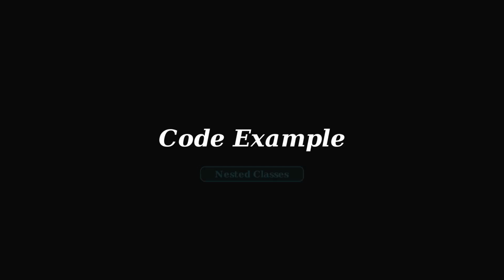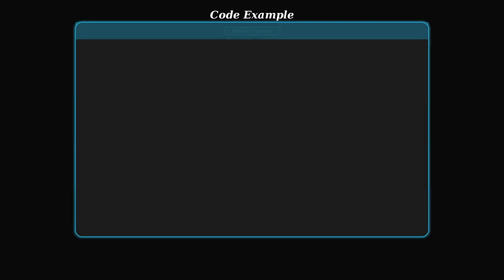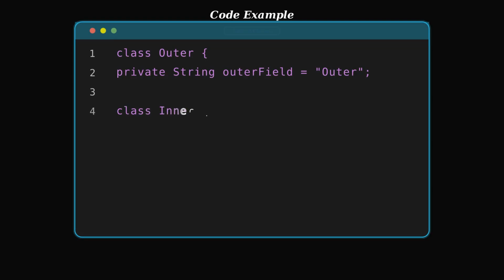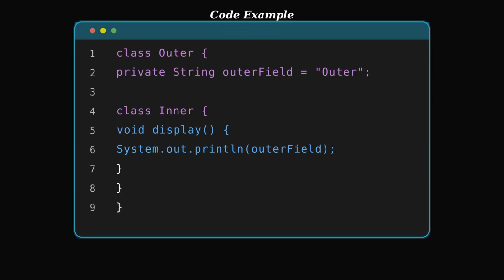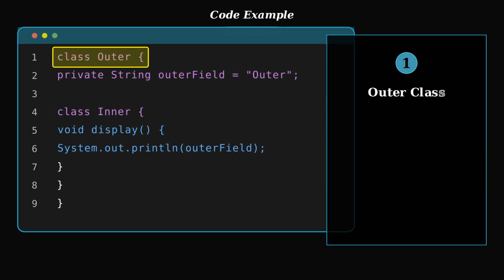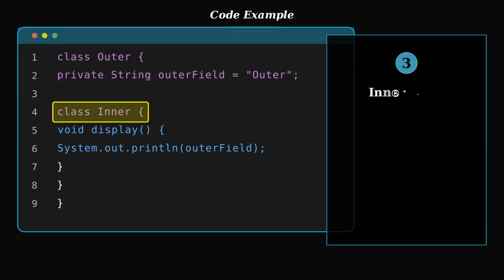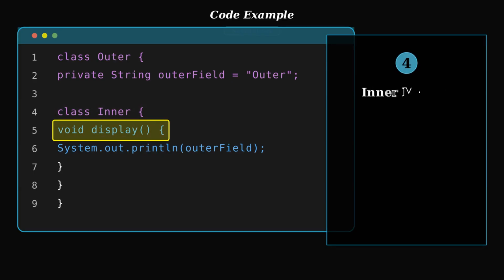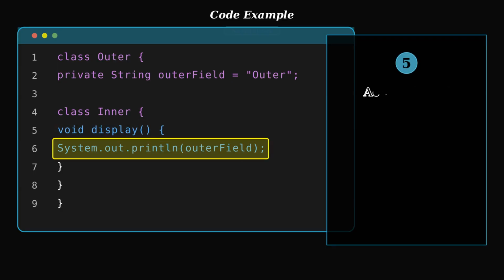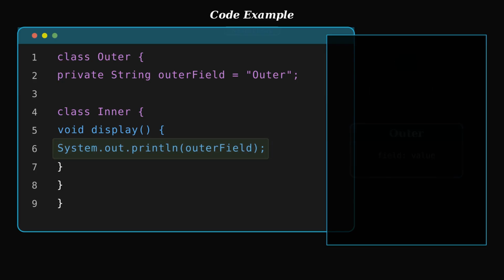Let's see how to implement nested classes in code. Here is the implementation. Outer class. Define containing class. Outer field. Private member of outer. Inner class. Class inside another. Inner method. Method in inner class. Access outer. Inner accesses outer's field. Now let's see the output of this code.